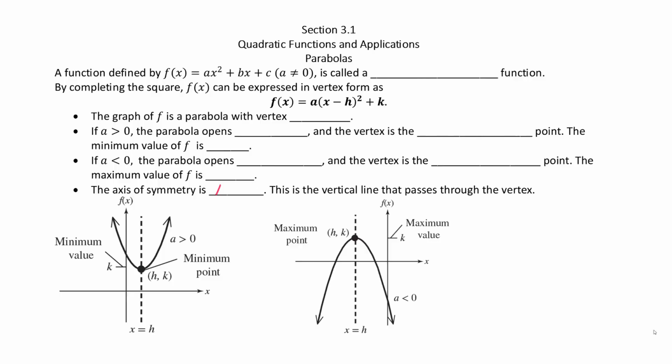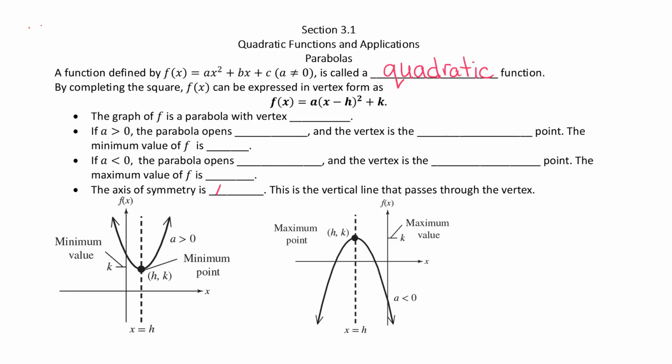Okay, so we're looking at 3.1, which is about quadratic functions and parabolas and their applications. A function defined by f of x equals ax squared plus bx plus c, where a is not 0, is called a quadratic function. And by completing the square, f of x can be expressed in vertex form as f of x equals a times (x minus h) squared plus k.